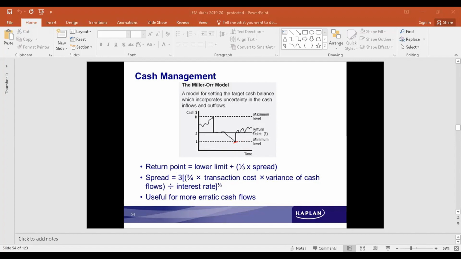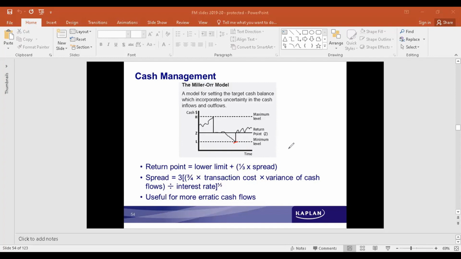Lower limit is this one, the minimum level: lower limit plus spread into one third. But what is spread? Spread says that there is a big formula given: 3 by 4 into transaction cost into variance of cash flows, the entire thing divided by interest rate, and this part of it is to the power of 1 by 3, the cube root.